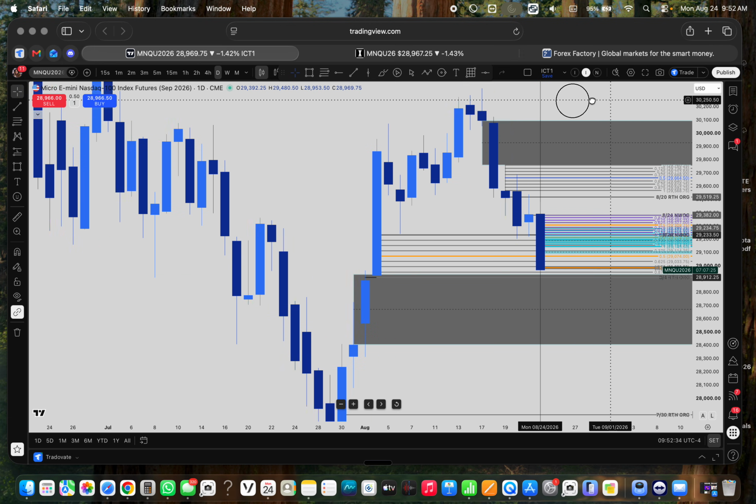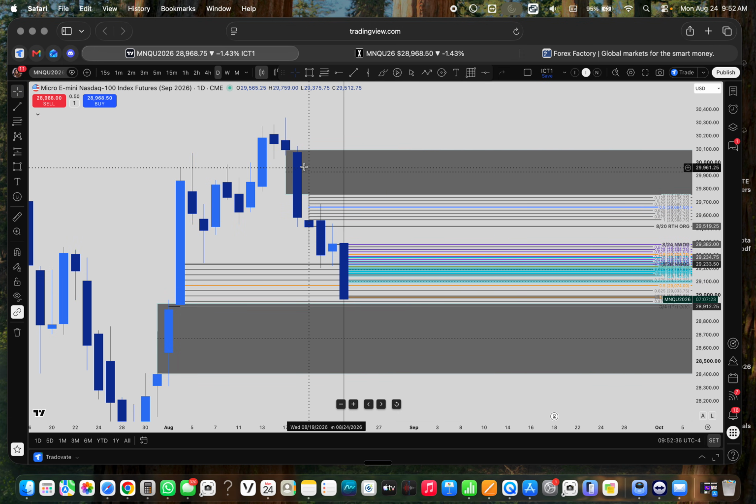All right, so this gray box here is a fair value gap. So I'm marking this spot as a very high daily draw on liquidity if we were to go bullish, or if at any point show some bullish sentiment, at least towards halfway of this gap before it returns back down.